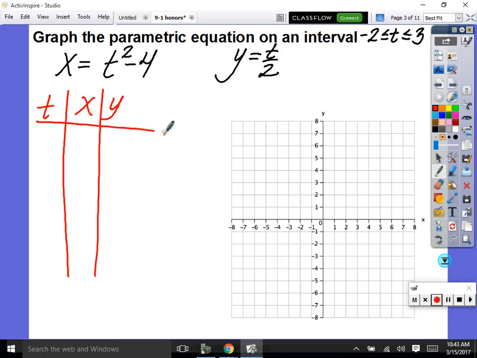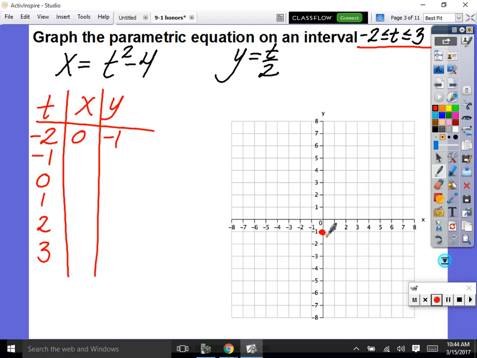t is between -2 and 3, so that's -2, -1, 0, 1, 2, and 3. This is t, because this is our interval. Now let's plug in -2. -2 squared is 4, minus 4, which is 0. For y, plugging in -2 gives us -1. So that's our first point: over 0, down 1. We don't graph t, we just graph x, y. There's our starting point on this interval. It's tempting to graph t, but you don't graph t.